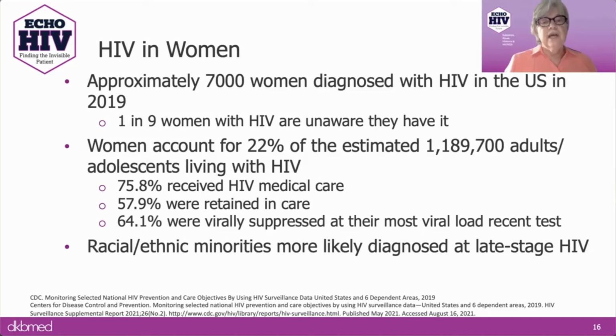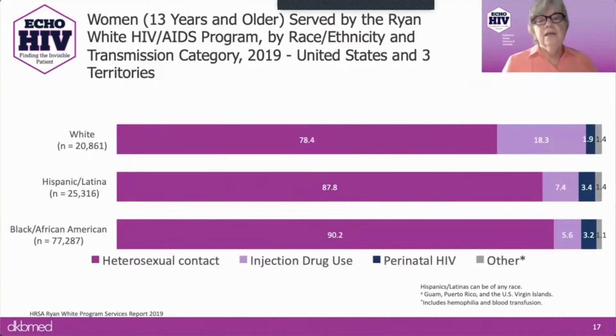And when we look at the care pathway, about 3/4 of these women have received or are receiving HIV care. A little less than 60% are retained in care, and 64% were virally suppressed at their most recent viral load test. It's also important to know that racial and ethnic minorities are more likely not to be diagnosed with HIV until late stages of disease.